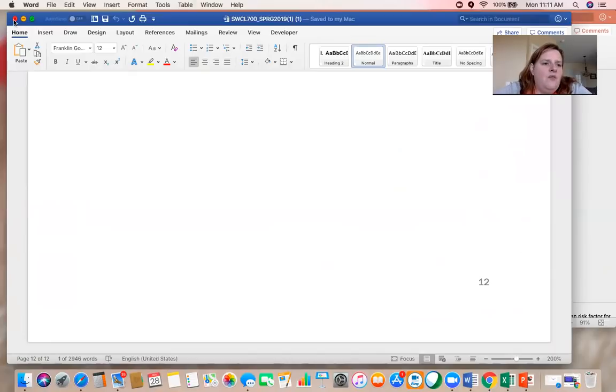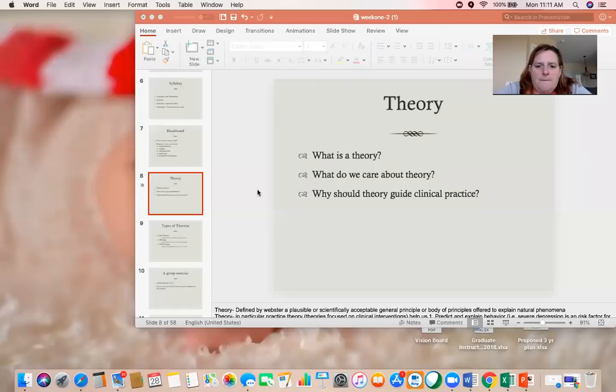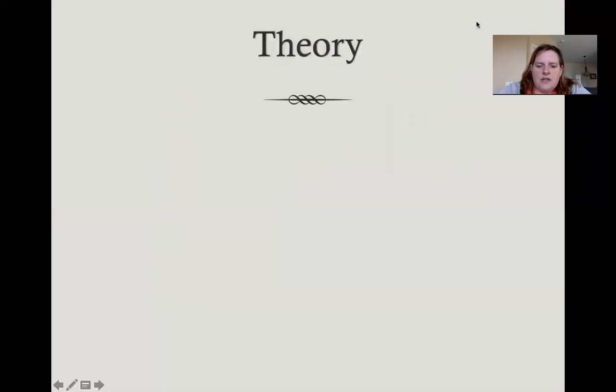Hopefully that is helpful. And I'm going to move back over to our PowerPoint and talk just a little bit more, because my goal for today, usually we spend a lot of time doing introductions and things like that. I'll put it on the discussion board. My goal for today was just to talk a little bit about theory. So thinking about theory, why is it important?